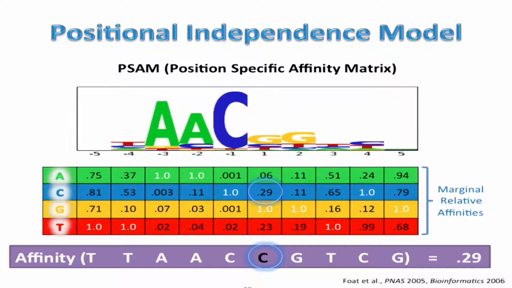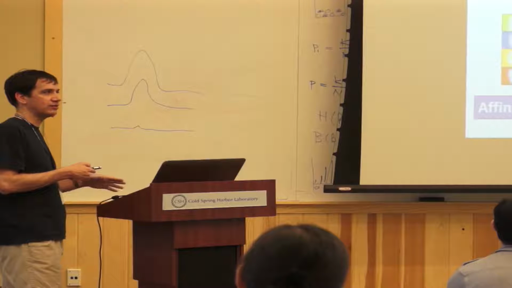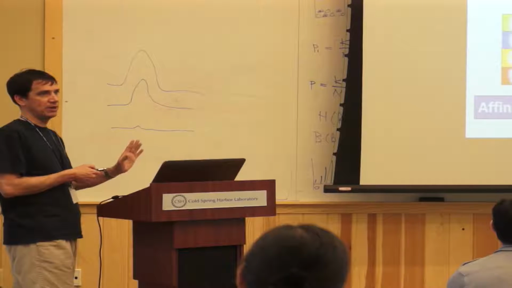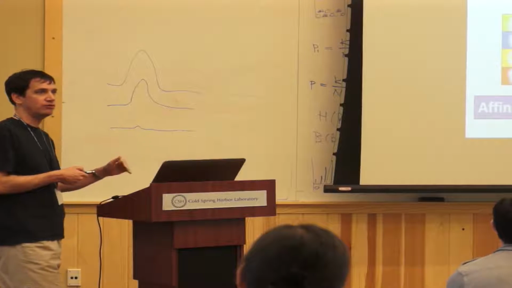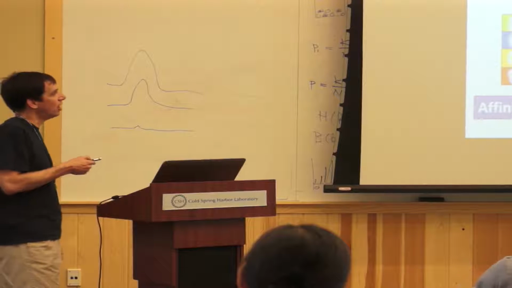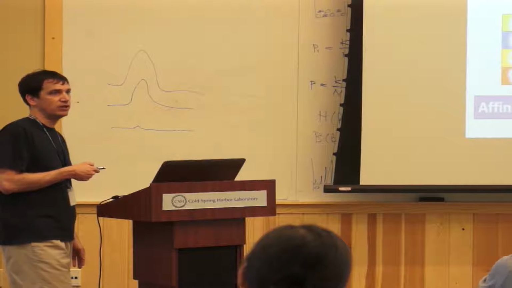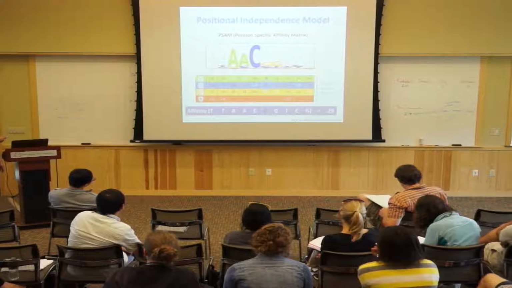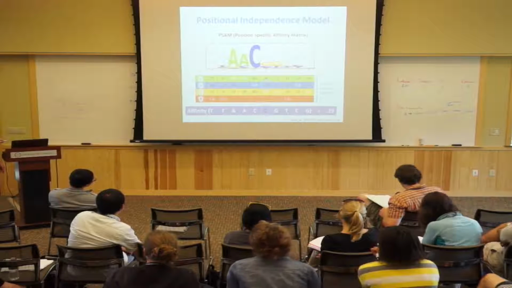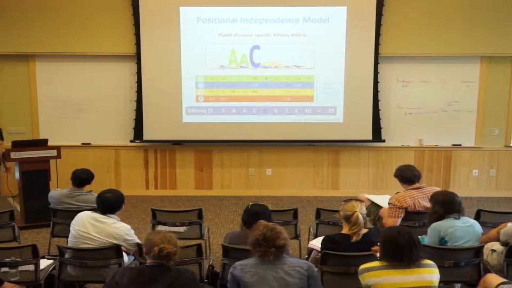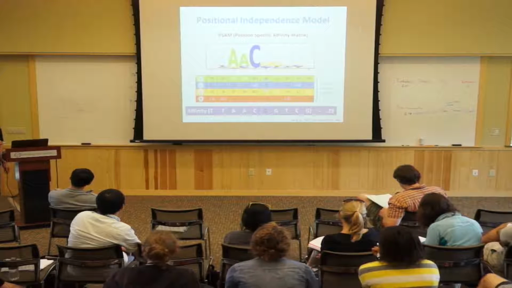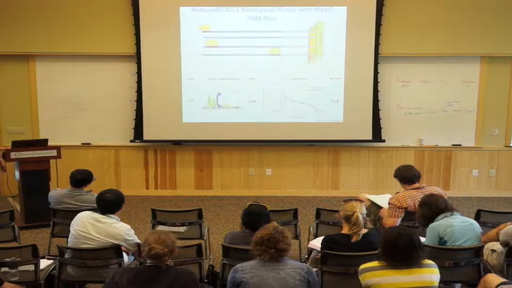And this positional independence model forms the backbone of a lot of the work that I'm going to show next, in which we build on this positional independence assumption to look at higher order features, and see if there are higher order sequence features on top of this model that help to increase the accuracy of the affinity model. So let's talk about that next.